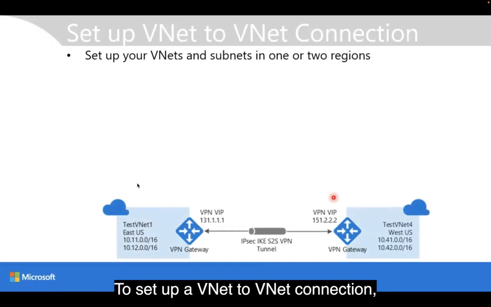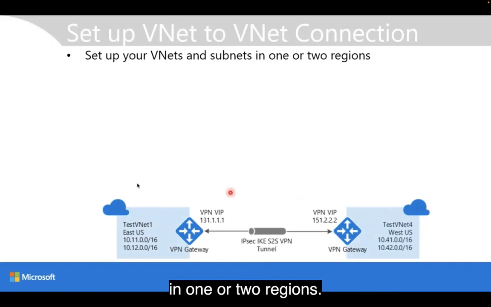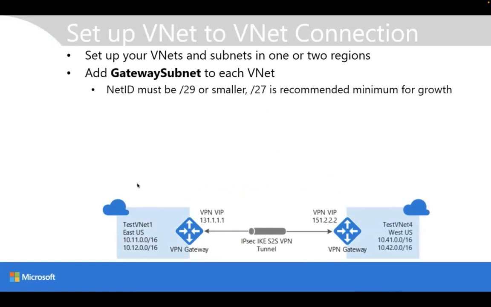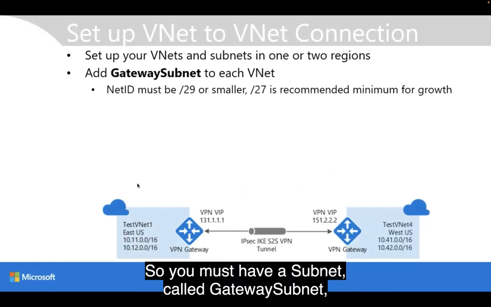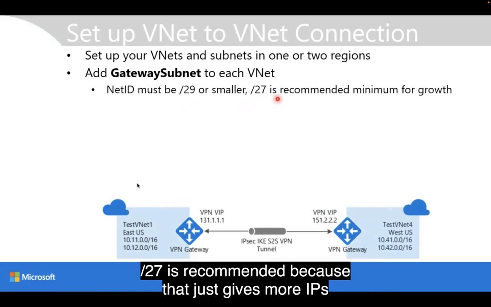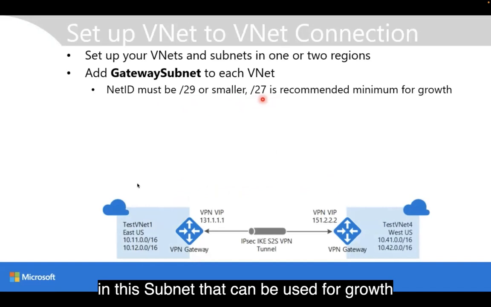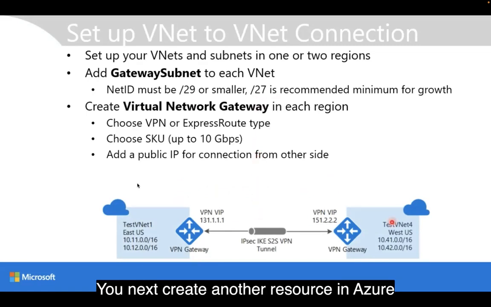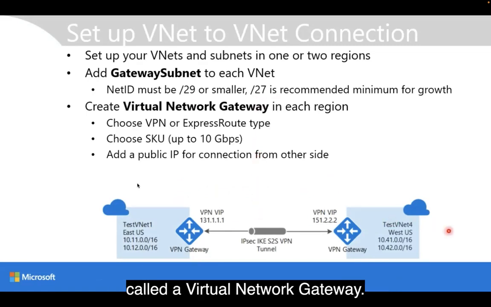To set up a VNet to VNet connection, first establish your VNets and subnets in one or two regions. Next step, add a gateway subnet to each VNet. So you must have a subnet called GatewaySubnet on a VNet where you're going to have a VPN gateway connection. The net ID must be /29 or smaller. /27 is recommended because that just gives more IPs in this subnet that can be used for growth of your VNet connections.